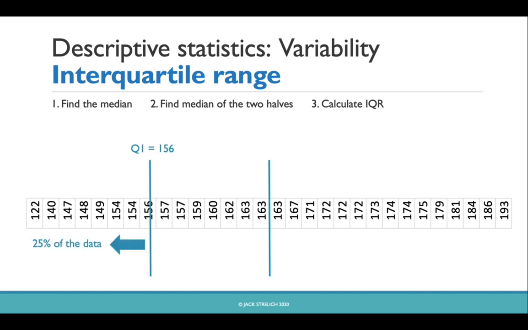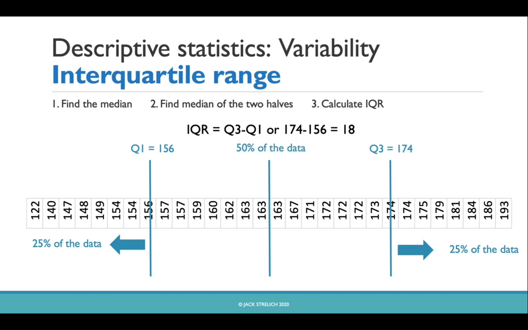The median of the lower half of our data is the 25th percentile, here 156, and the median of our upper half is the 75th percentile, which here is 174. What this means is that 25% of the data falls below the 25th percentile, here the score of 156, and 25% of the data falls above the 75th percentile, here a score of 174. This means that the remaining 50% of the data falls between 156 and 174.